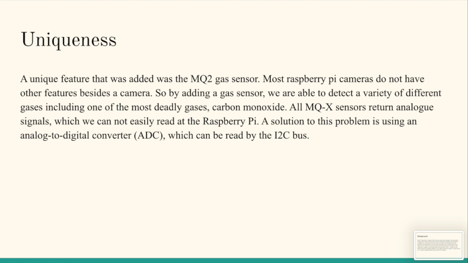Next, I'll be discussing the uniqueness of our project. Something really major in our project that most Raspberry Pi cameras don't have is the implementation of a gas sensor. By adding a gas sensor, we're able to detect a variety of different gases, including one of the most deadly gases out there, which is carbon monoxide. The only issue with an MQ2 sensor is that it only returns analog signals, which a Raspberry Pi can't pick up. So the solution for that issue was implementing an analog to digital converter, which can be read by the I2C bus on the Raspberry Pi, which can easily pick up the digital signals and output our values.